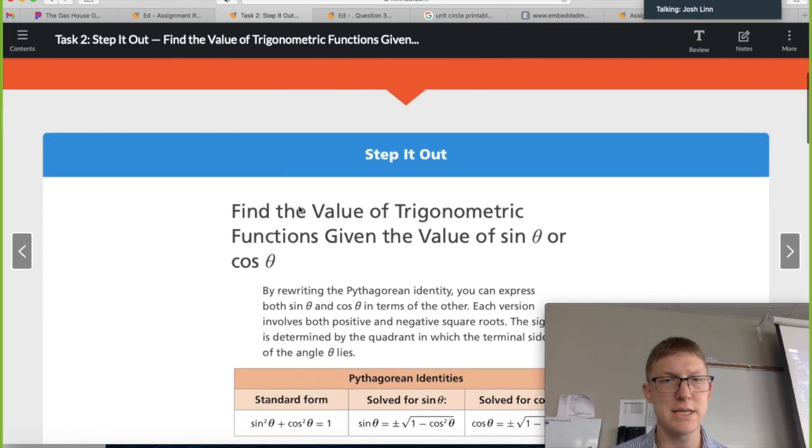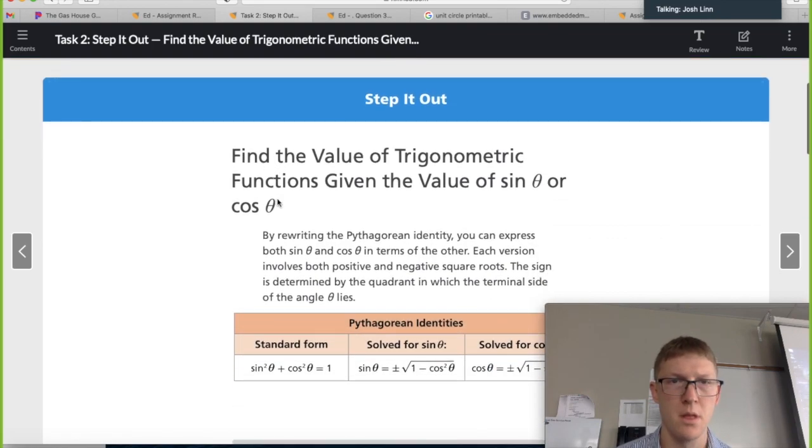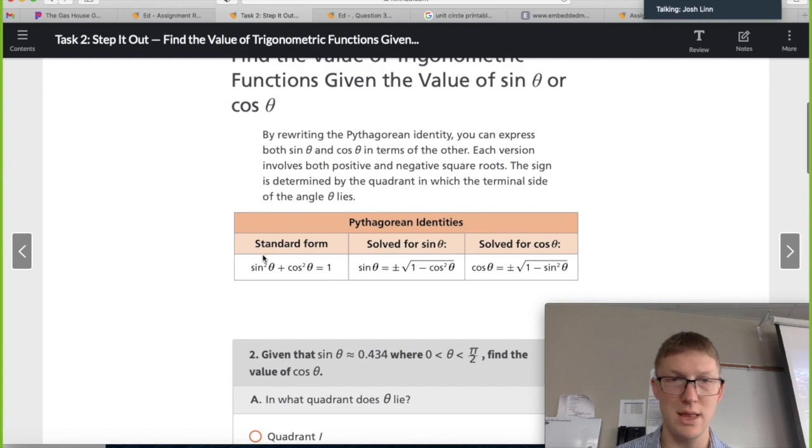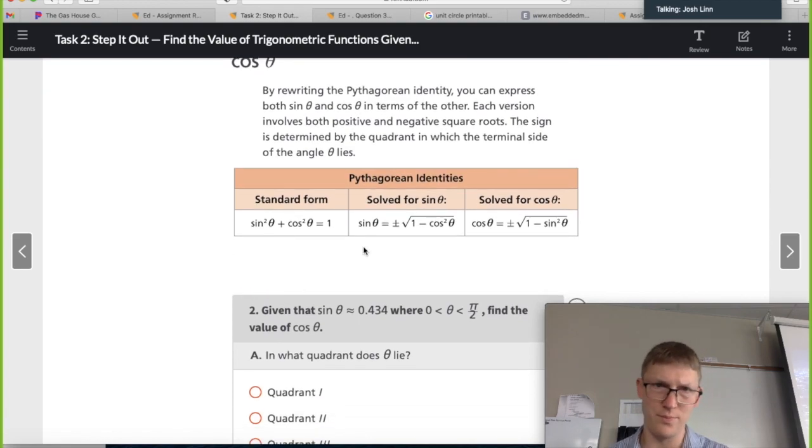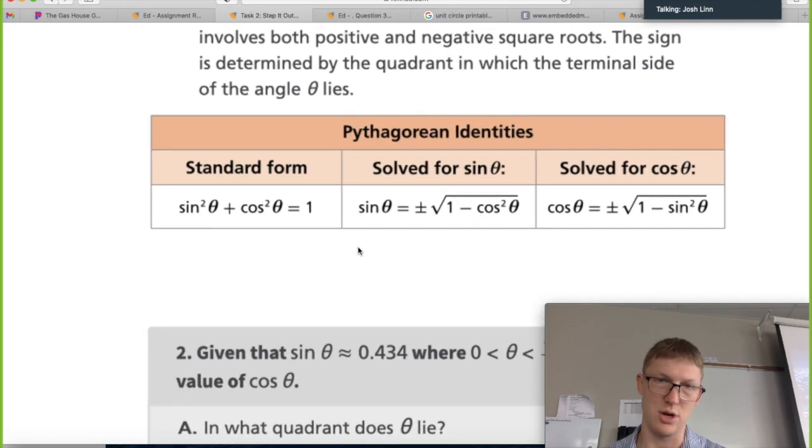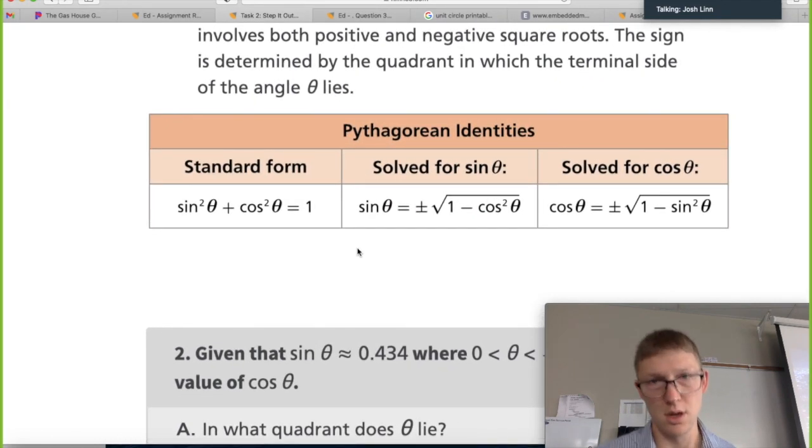We're not quite doing examples yet, but remember our Pythagorean identity is sine squared plus cosine squared equals 1. So you can rewrite that in a variety of different ways. Look, there's a chart for us. This chart will not be provided on any test. The reason I say that is because sine squared plus cosine squared equals 1 is something that I might give you, or you'll have to ask for it. You should probably just remember that yourself.